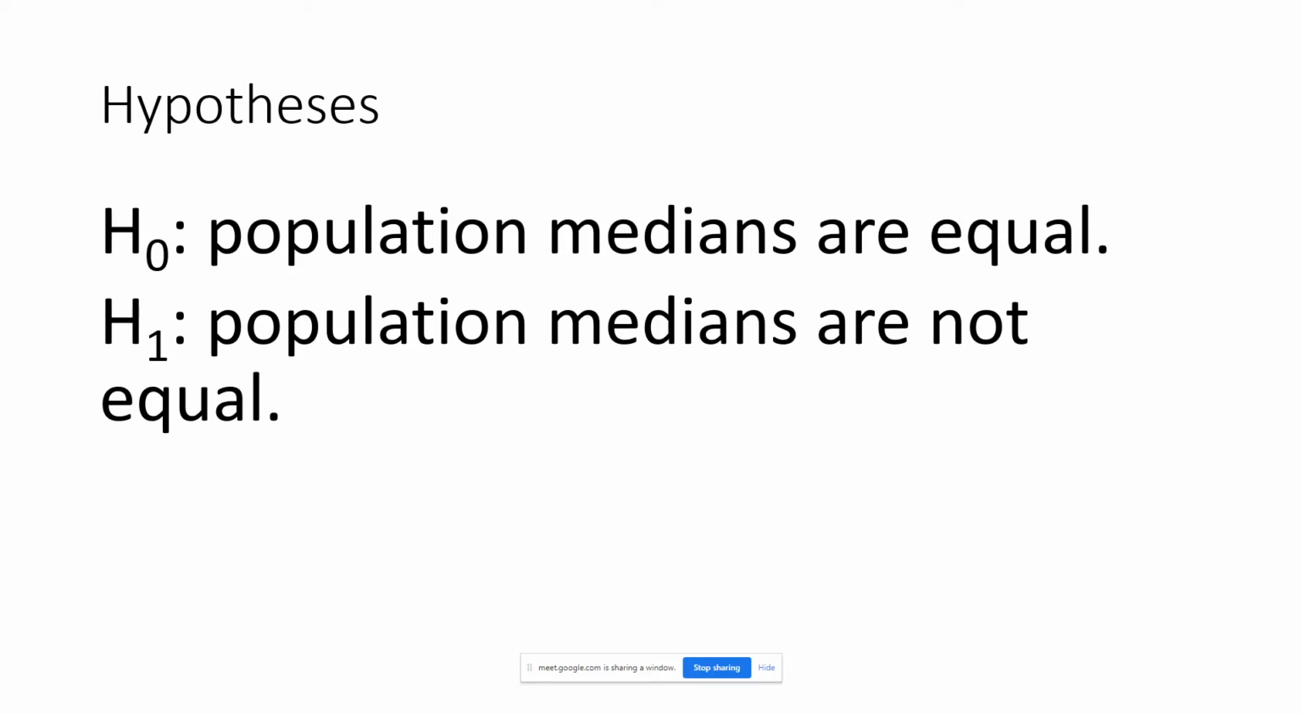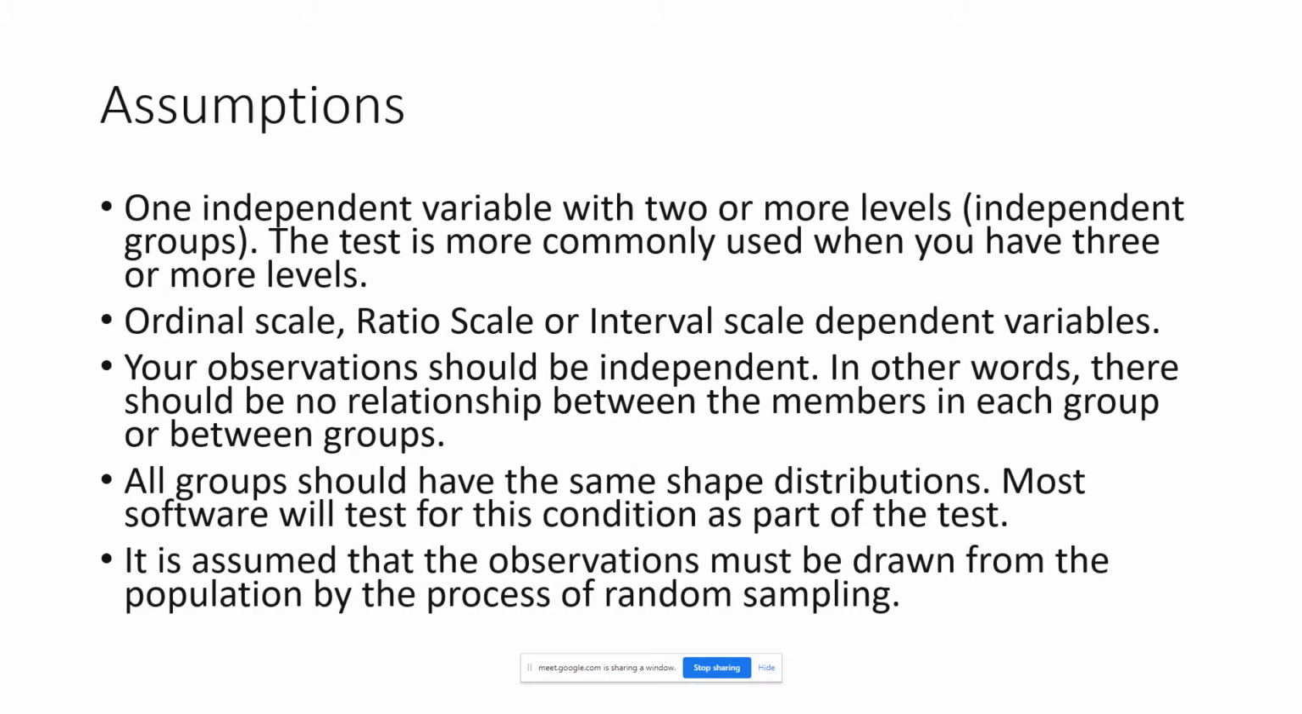Okay, so these are the assumptions of the Kruskal-Wallis. The first one, the group independent variable: one independent variable rather with two or more levels. So it could be independent groups. The test is more commonly used when you have three or more levels, because if you have two levels, it is better that you consider using the Mann-Whitney test. Another is ordinal scale, ratio scale, or interval scale dependent variables.